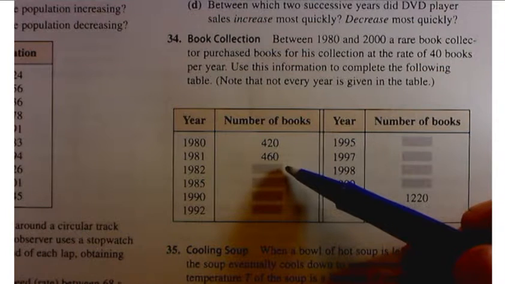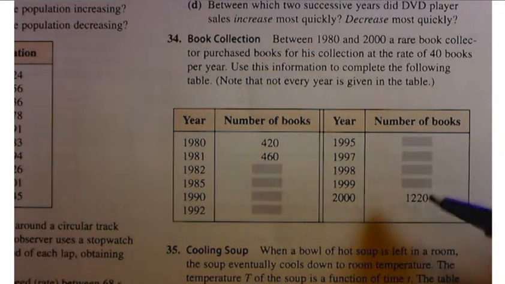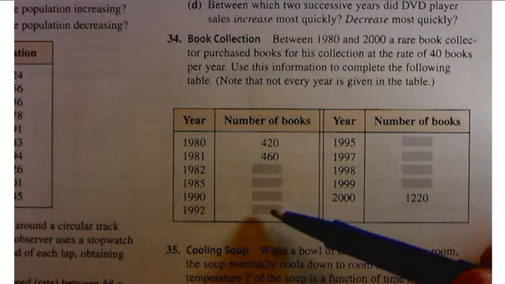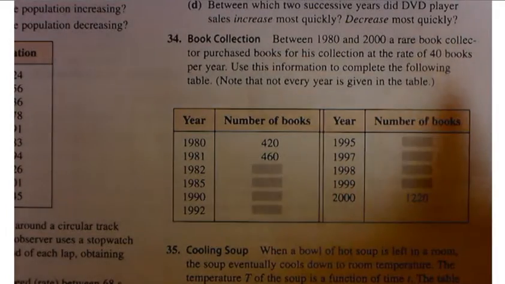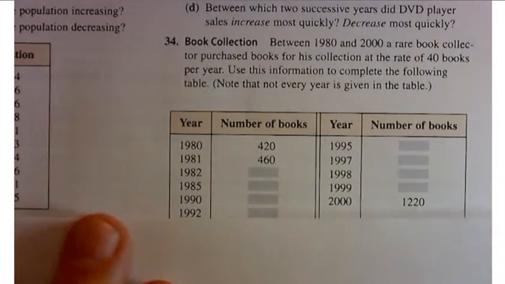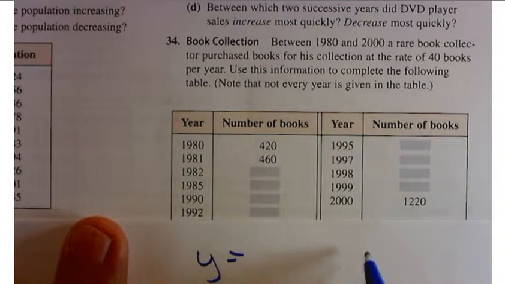So what you can do is actually come up with a nice little equation that kind of models this. The average rate of change is really the slope. So y is going to be the number of books. We start out with 420, and then we add 40 a year. So that's going to be 40 times x plus 420. So if I want to find the number of books in any particular year, I just have to figure out how many years past 1980 that I want or need.